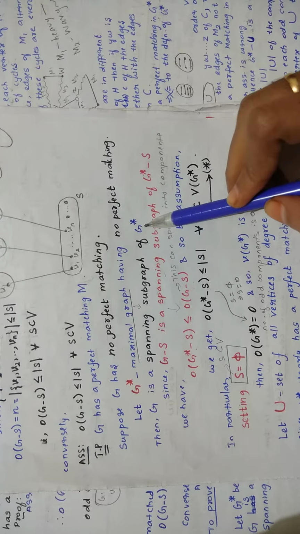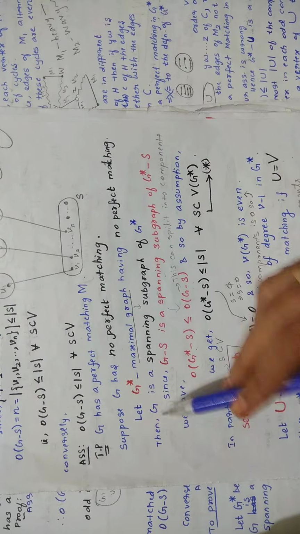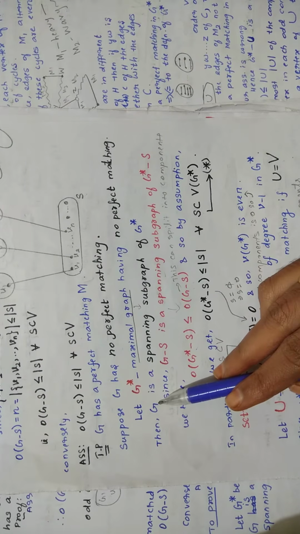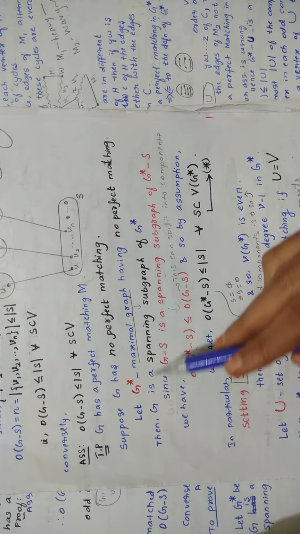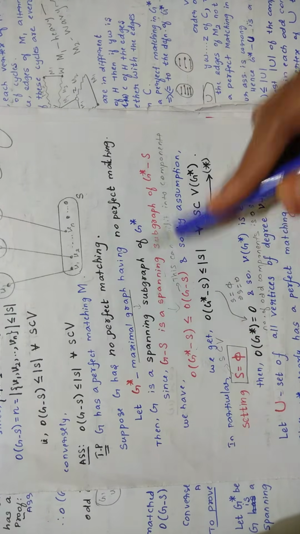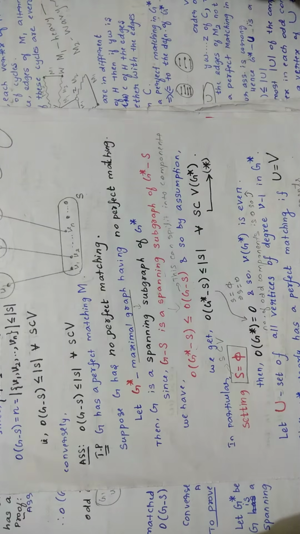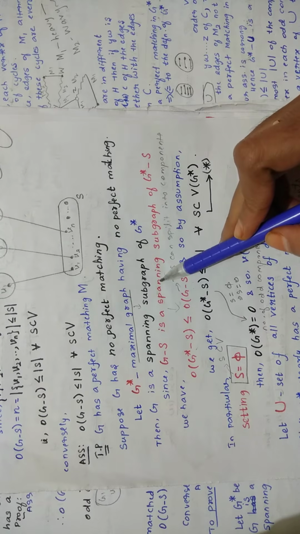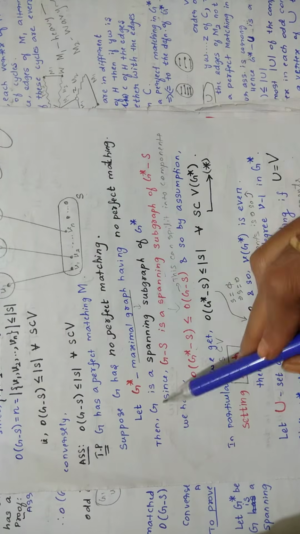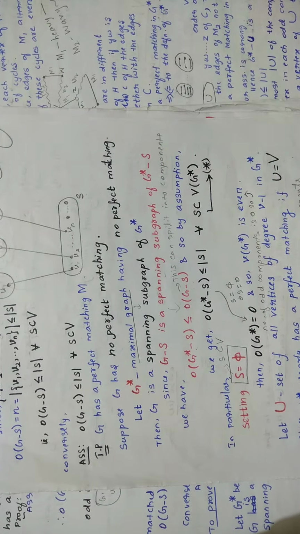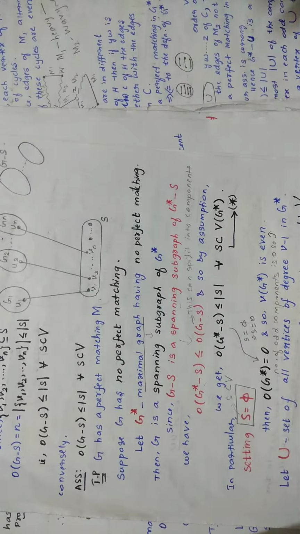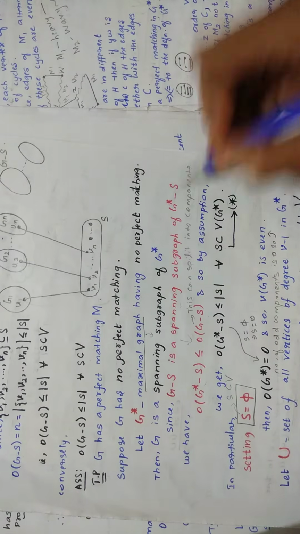In the next line, since G is a spanning subgraph of G star, even when you find G minus S, that G minus S will also be a spanning subgraph of G star minus S. That is what you are writing. From this line only you are writing this, but you have to understand: if G is a spanning subgraph of G star, then G minus S will be a spanning subgraph of G star minus S.